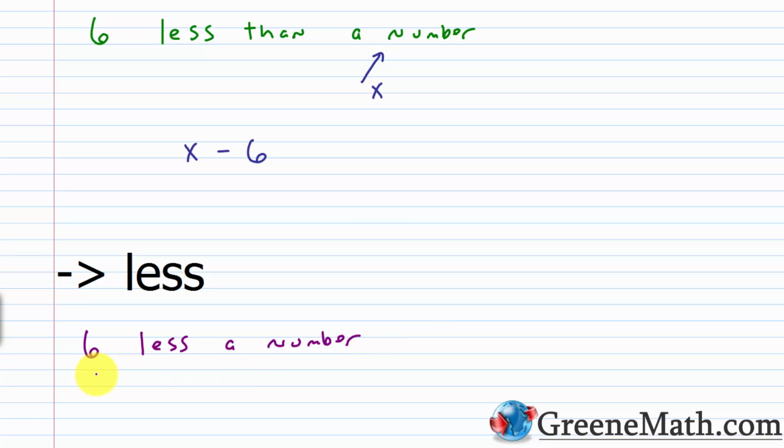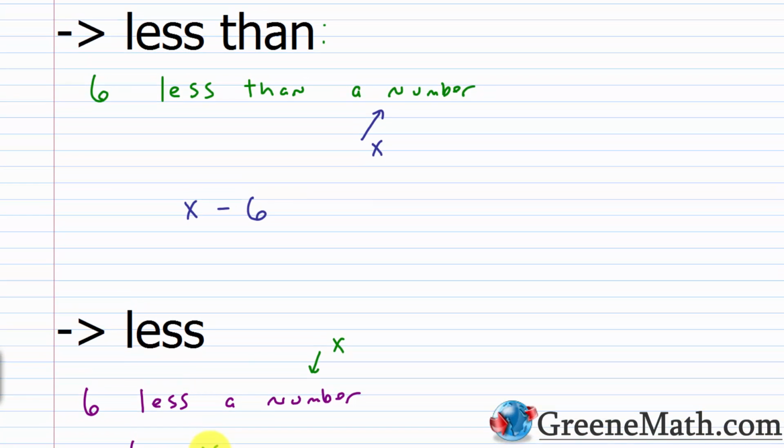Well, in this case, this translates to literally 6 minus, and then whatever we use for our variable, in this case, let's use x again. So this is 6 minus x. So again, notice the difference between the two. In this example, we have 6 less than a number, implying that we start out with the number, which is x, and then we're 6 less than that, so we just subtract away 6.